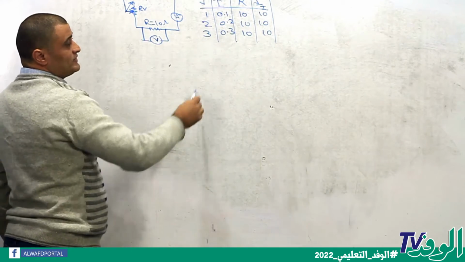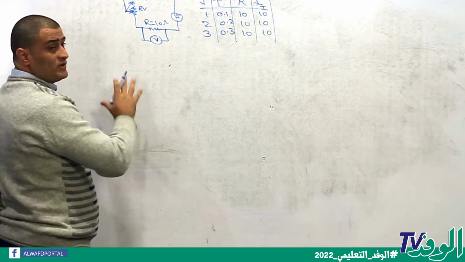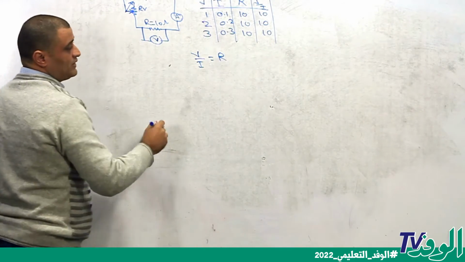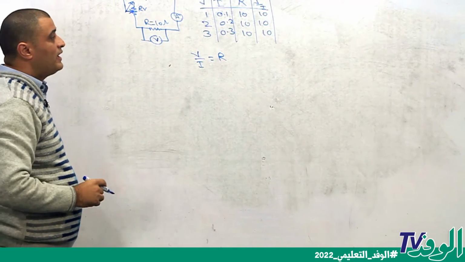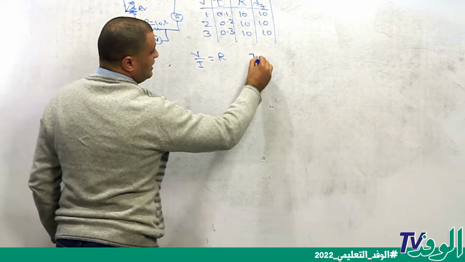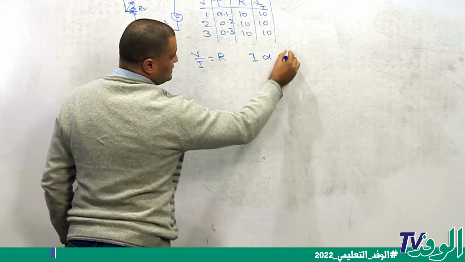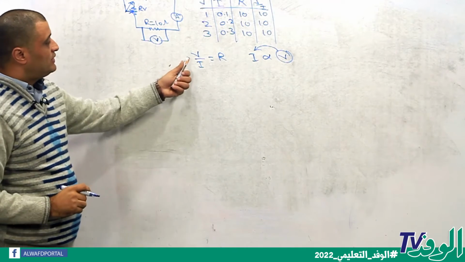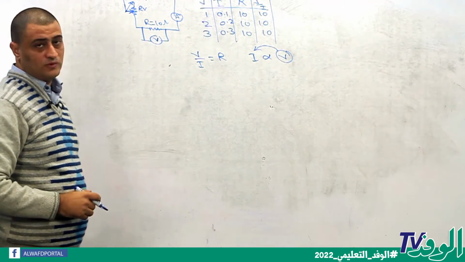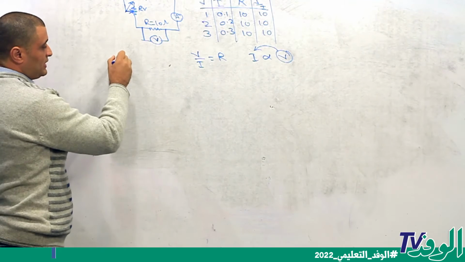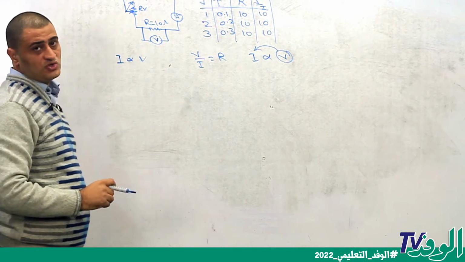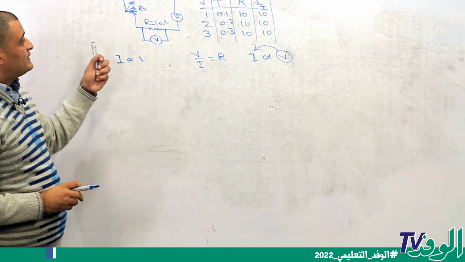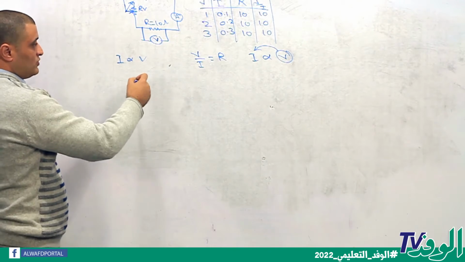So from this graph we can conclude the following. At constant temperature, V over I equals R, and I is directly proportional to V. This is called the mathematical formula of Ohm's law. At constant temperature, electric current intensity is directly proportional to the potential difference. Okay? The factors and the law. We have another law.